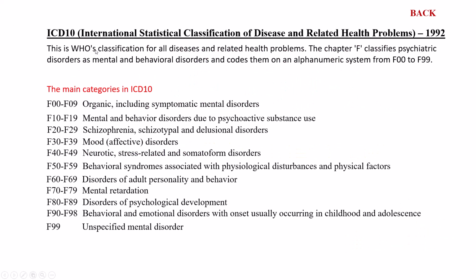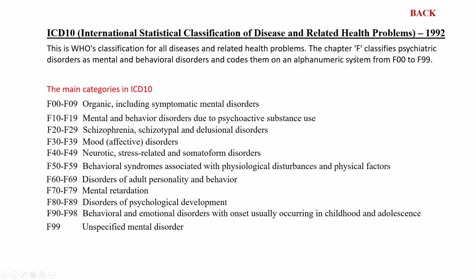First, let's see the ICD-10 classification. This is the WHO classification for all diseases and related health problems, not only psychiatry, but psychiatry is also there. Psychiatry is placed inside this classification in chapter F. In chapter F they have separated it like F00 to F09, F10 to F19, F20 to F29, up to F99. Like this, the full F chapter is classified into about 11 categories. Under each category there are different types of mental disorders.